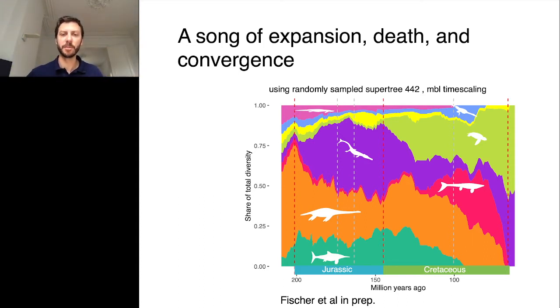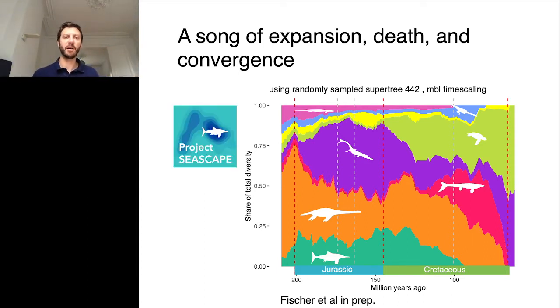So this is somehow the starting point of a big project we've started in my lab, which I've been calling Seascape, where we are going to analyze how these different groups evolve in terms of their morphology. Are they going to resemble one another? Are they going to be different and occupy other ecological niches?